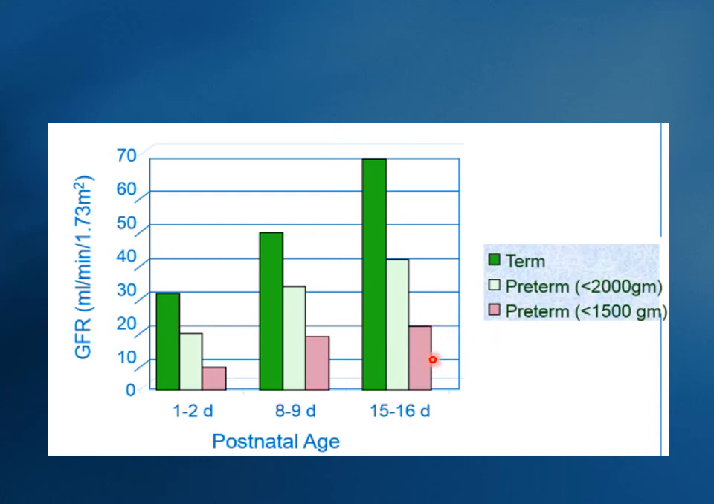So again, their function eventually will get back to what a normal level should be, but it takes weeks to months to get close to what an actual term infant is going to be, right? Their creatinine clearance is going to be pretty low for a while, and that gets taken into account when you're looking at the dosing for these drugs.